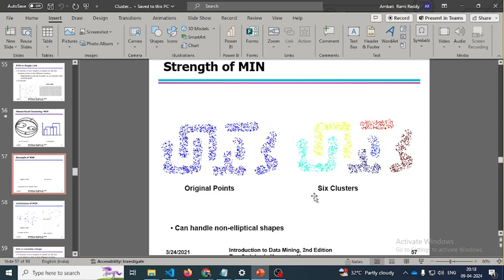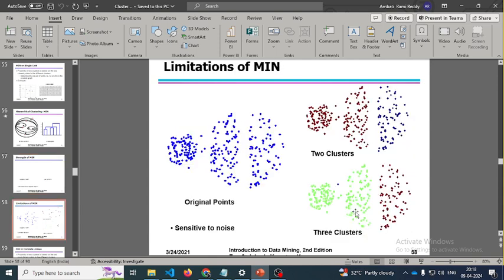So mostly this kind of hierarchical clustering can handle any kind of shapes, even non-elliptical shapes, okay. So not only circular or elliptical things. If you are using hierarchical clustering, the cluster may be any shape, even elliptical or circular, or it can handle non-elliptical shapes also, okay.